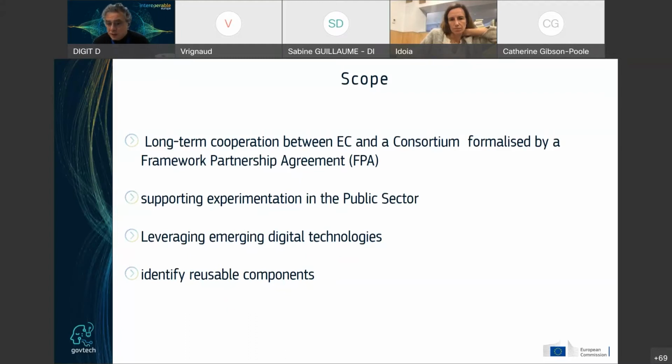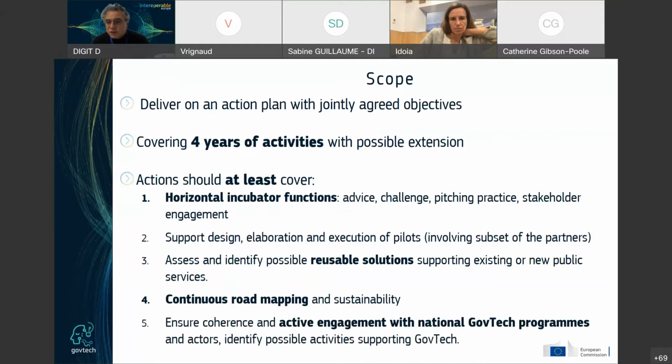It's supporting the experimentation in the public sector, leveraging the emerging digital technologies, and identifying possible reusable components. So the activities of the GovTech Incubator will be to deliver on an action plan, covering 4 years of activities with a possible extension to the full duration of the Digital Europe program. The action plan should ensure at least to cover the activities that are described below.